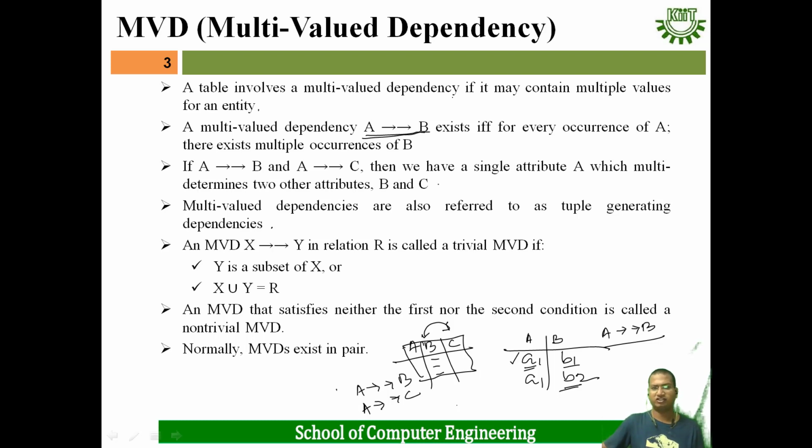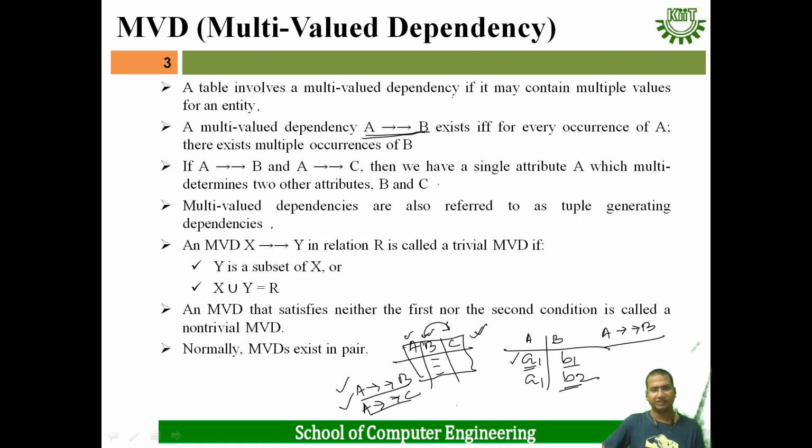That's why we should avoid such cases where a multi-value dependency is there, more than two attributes are there, and two attributes are independent of each other. Then in that case we should avoid this. This is all about multi-value dependency.